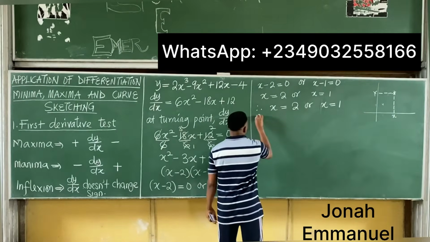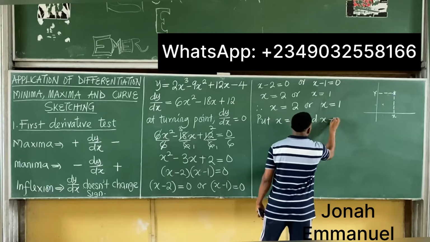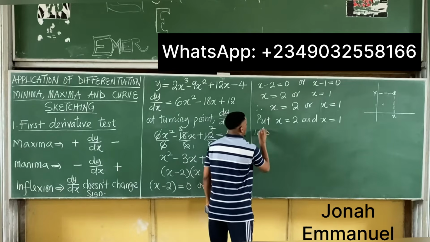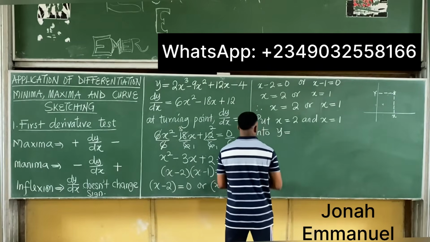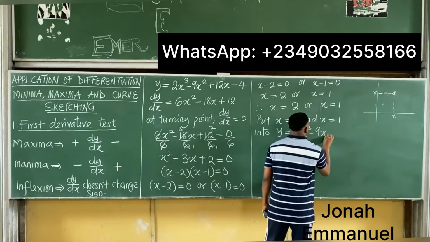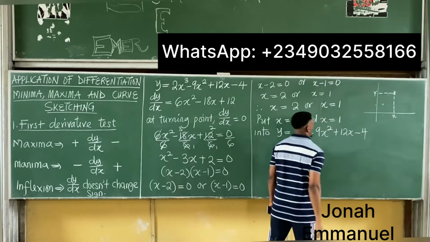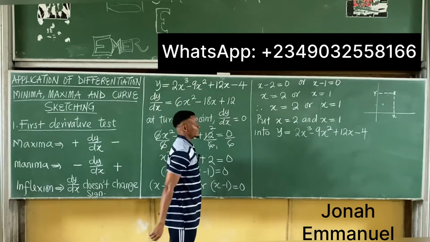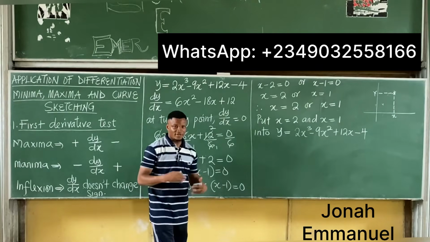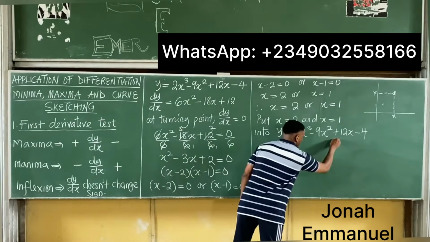I'll put x equal to 2 and put x equal to 1 into this equation, y equal to 2x cubed minus 9x squared plus 12x minus 4. All right, let's put x as 2 and find the value of y. Let's also put x as 1 and also find the corresponding value of y. All right, so I'll divide this way.